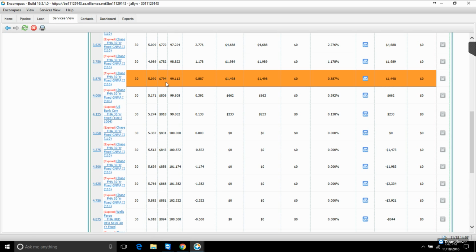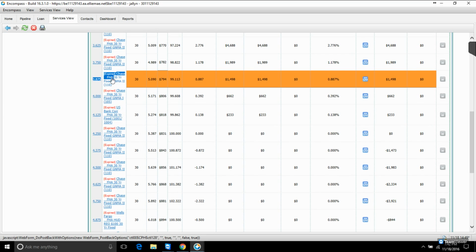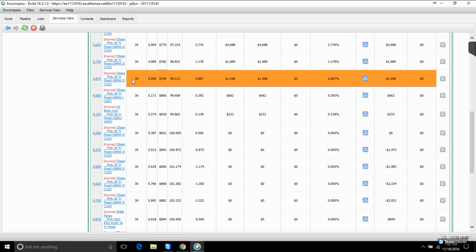So Chase, 3.875, this right here is your rate. It says Chase is the investor. This 30-day right here is your rate lock period. It gives you an APR calculation, which is not really important for what we're looking at. This is the cost expressed as a percentage, which is 0.887, and this is the cost as a dollar amount, $14.98.